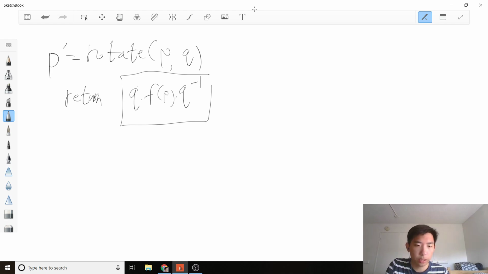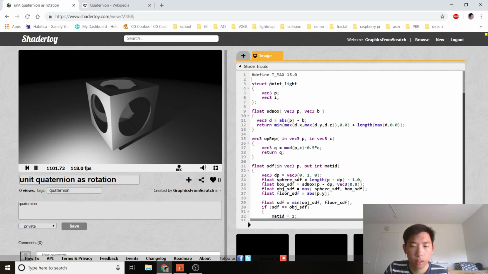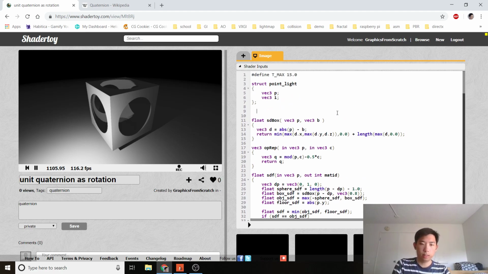That's the result, and we know how to do f, we know how to do inverse, and we know how to do multiplication. It's just two quaternion multiplications here. Quite straightforward. So why don't we go ahead and implement it in our code just to show you the effect of unit quaternions encoded as rotations.